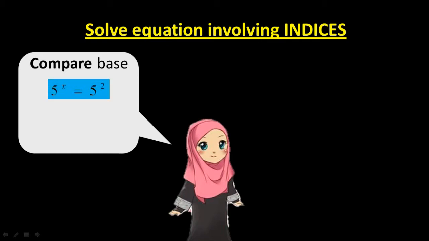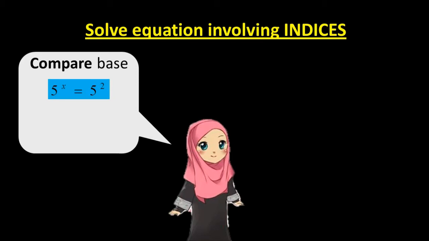So, for example, we have 5 to the power of x equal to 5 to the power of 2. Since we have only one term on the left hand side and only one term on the right hand side, and the base is the same. Okay? Kita ada satu je term dekat belah kiri dan ada satu je term dekat belah kanan dan base dia sama, which is 5. So, for this example, we can use the method compare base to get the value of x.